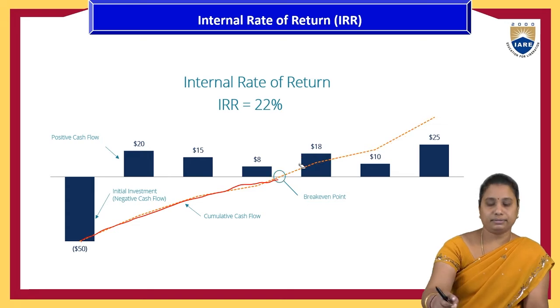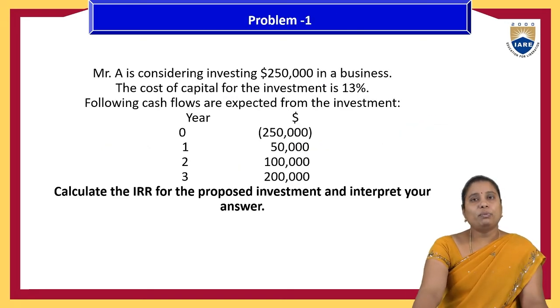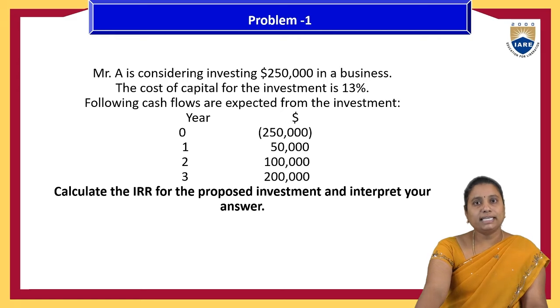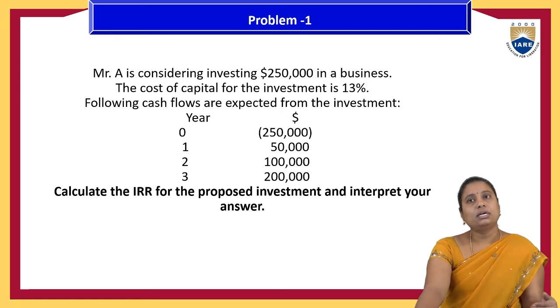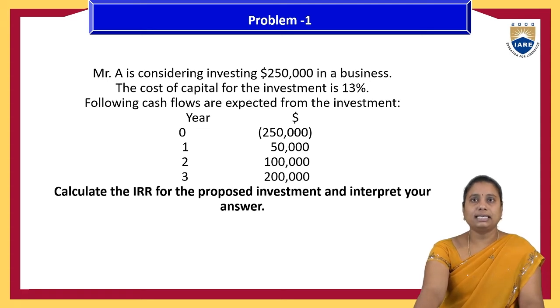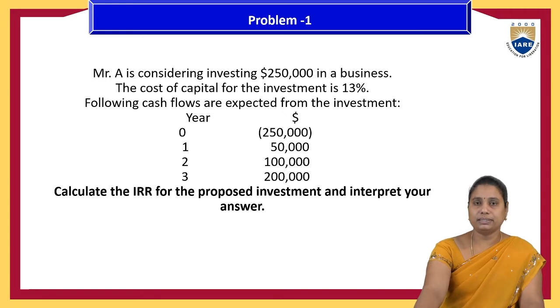So the given problem 1: Mr. A is considering an investment of 2,50,000 in a business, and the cost of capital for the investment is 13%. From the cash flows, you are expecting cash inflows of 50,000 in the first year, 1 lakh in the second year, and 2 lakh rupees in the third year. We are asked to calculate the IRR for the proposed investment and interpret the answer.